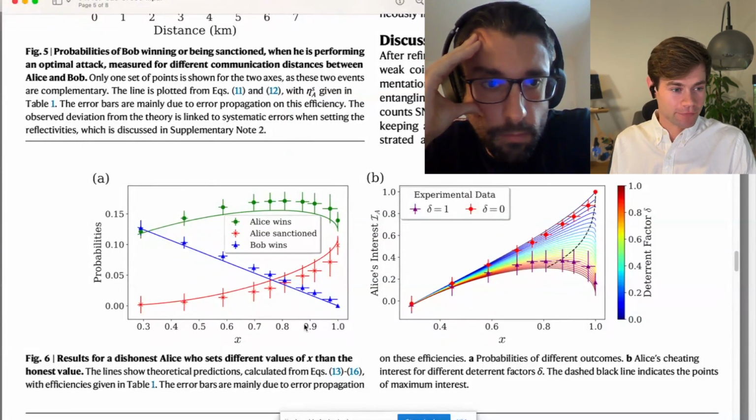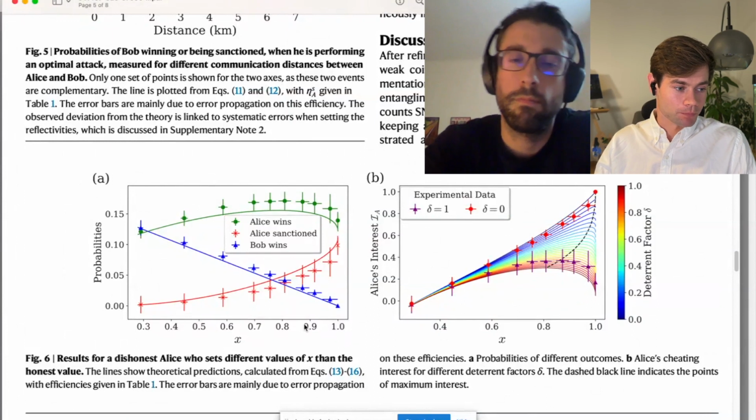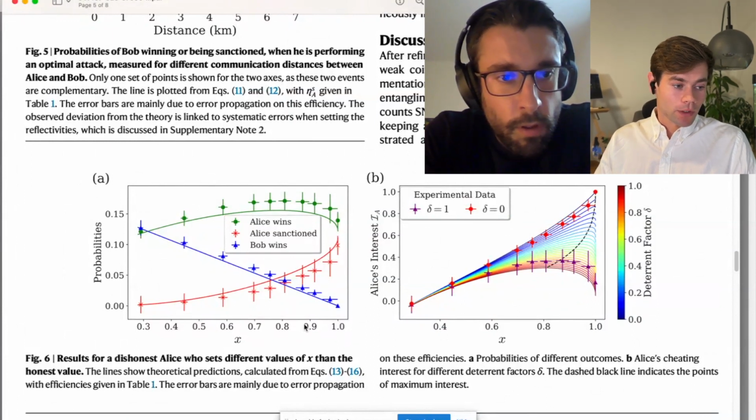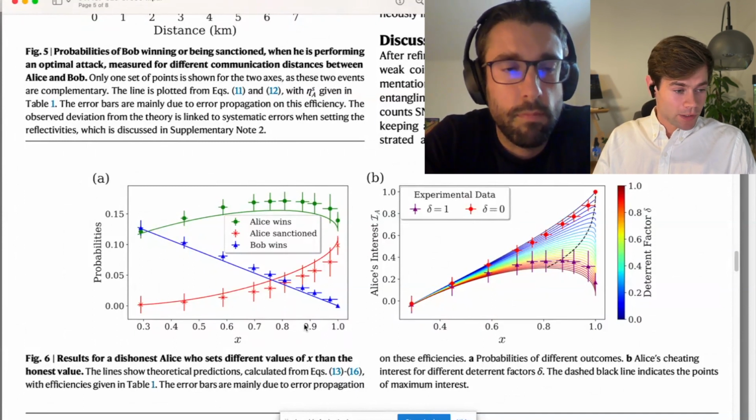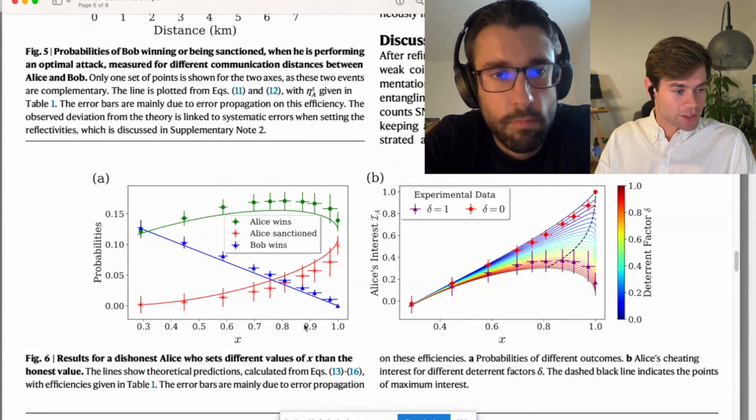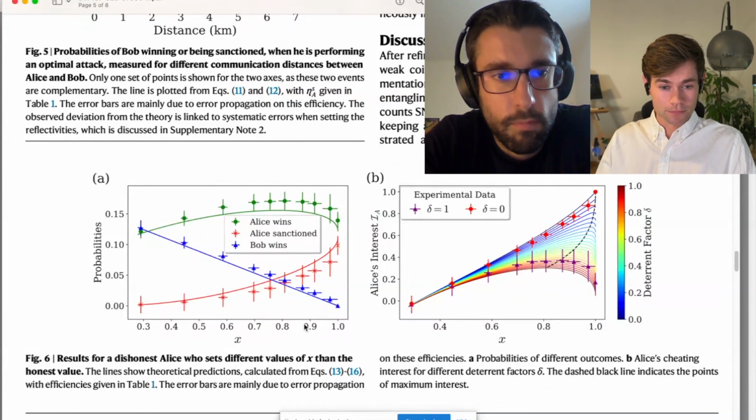So the two graphs I have here illustrate the results that you get when Alice sends a different value for x than the honest one. Can we maybe start with the left graph, if you would just explain what that one illustrates?